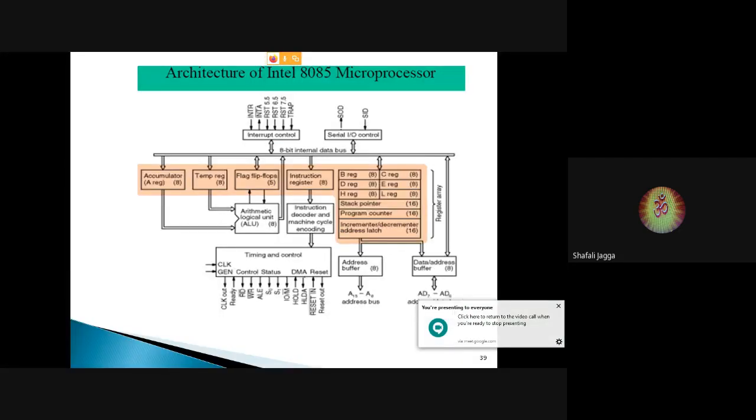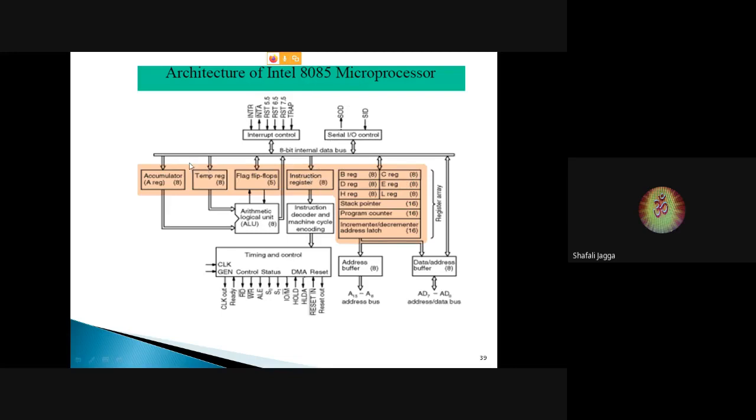So today we will discuss the architecture of the Intel 8085 microprocessor and its pin diagram. We will start with the register organization of the 8085 microprocessor.